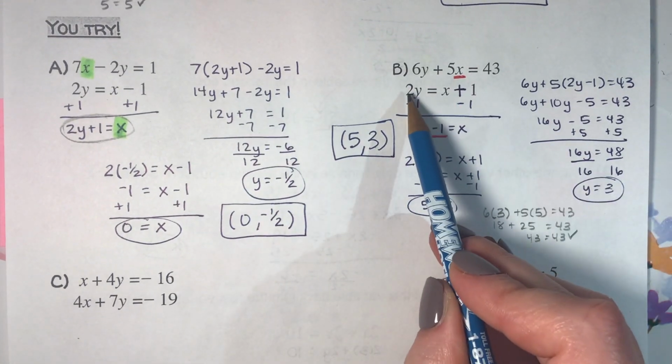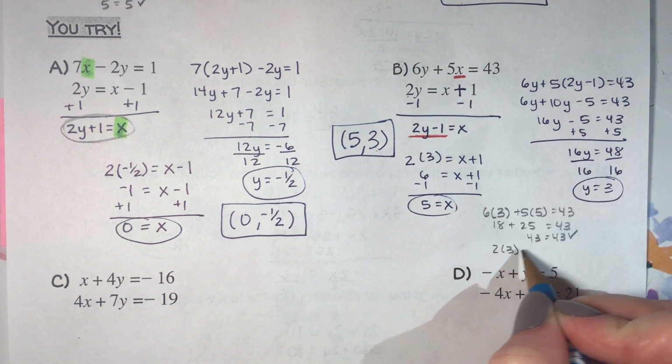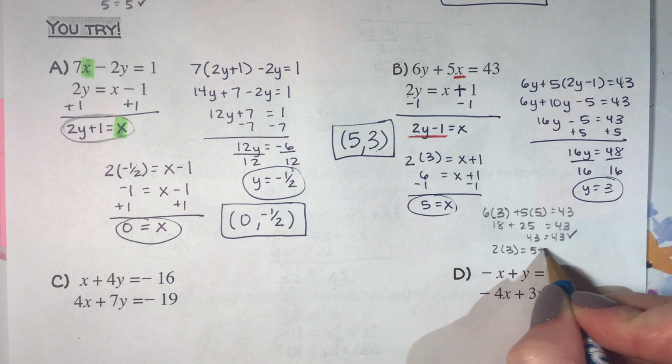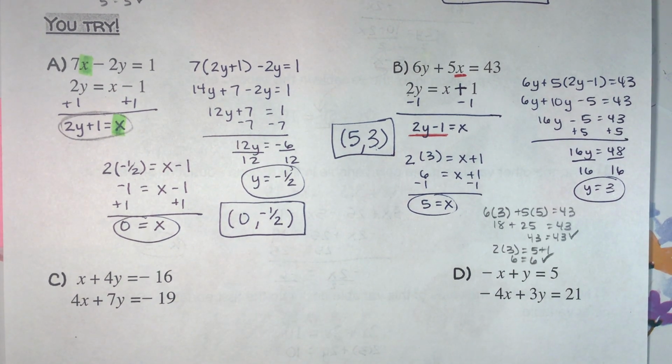Let's check the next one. 2 times y, so it's 2 times 3 is equal to 5 plus 1. 6 is equal to 6. That works out as well. So I now know that 5, 3 is correct.